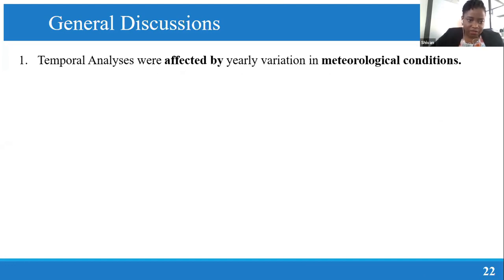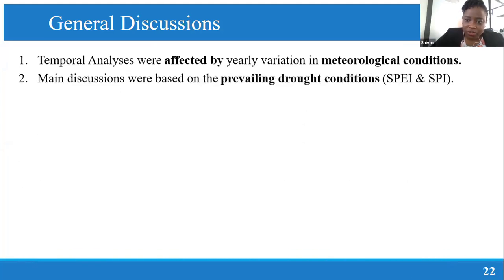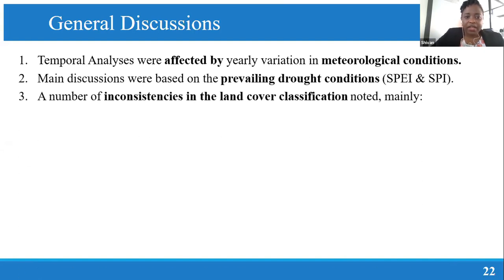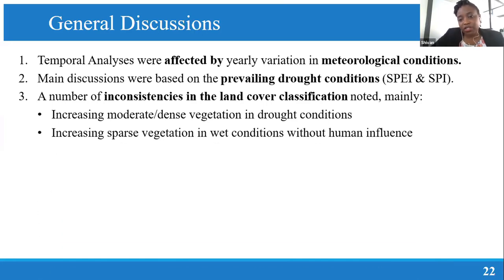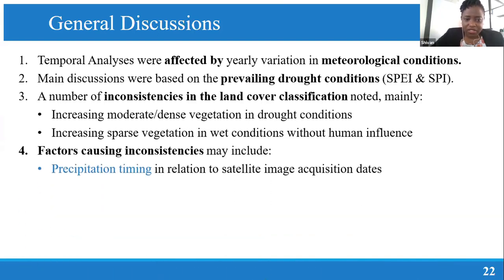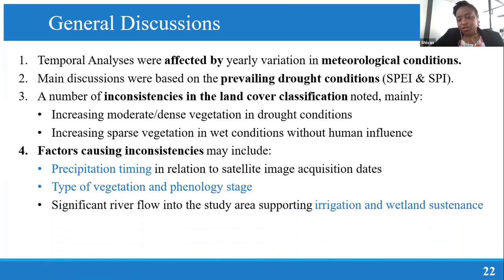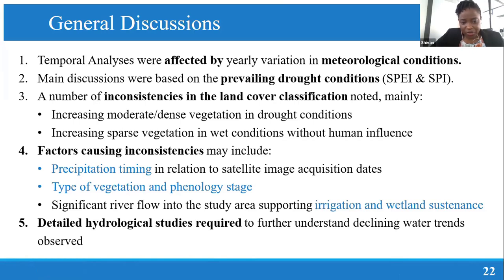As a discussion, temporal analyses were affected by meteorological conditions. The main discussions were drawn also from the prevailing drought conditions, that's SPI and SPEI. A number of inconsistencies in the land cover classification was noted, and that's why we had increasing moderate or dense vegetation in drought conditions and increasing sparse vegetation in wet conditions without human influence. Factors causing these inconsistencies may include precipitation timing in relation to the image acquisition dates for the satellite images, the type of vegetation and phenology stage as it varies across years, and also significant river flow into the study area that supports irrigation and wetlands sustenance. Detailed hydrological studies are required, of course, to further understand the declining water trends that were observed.